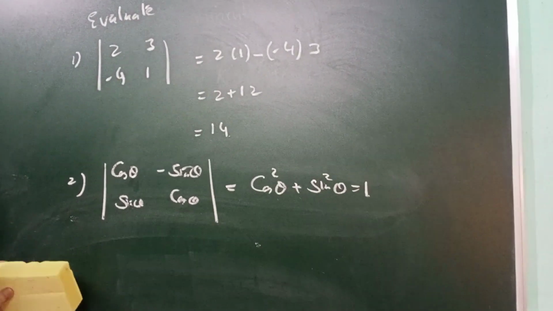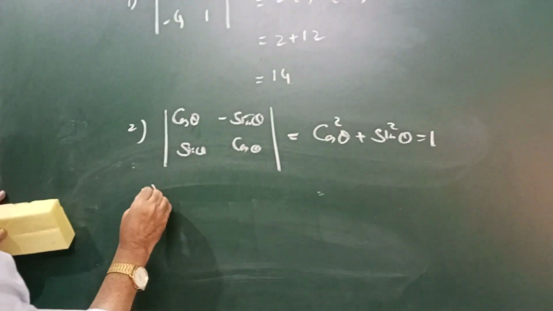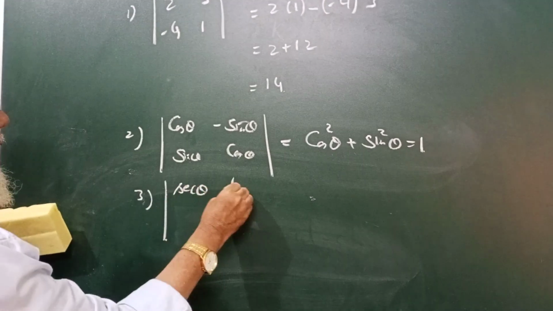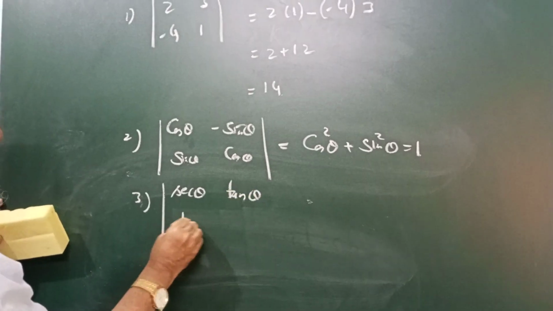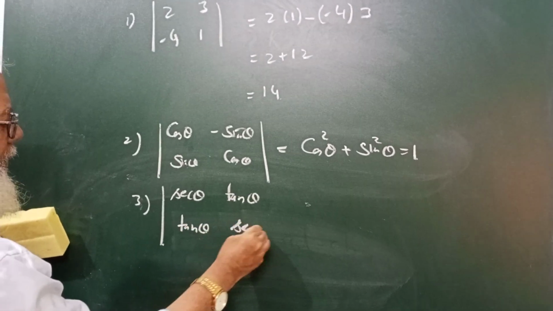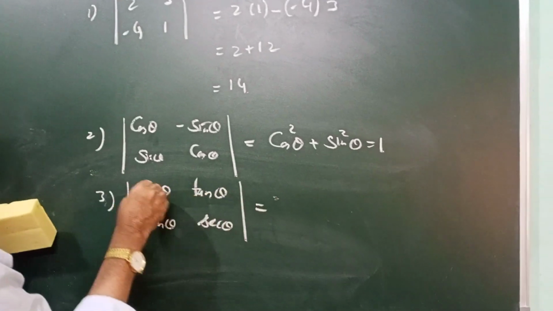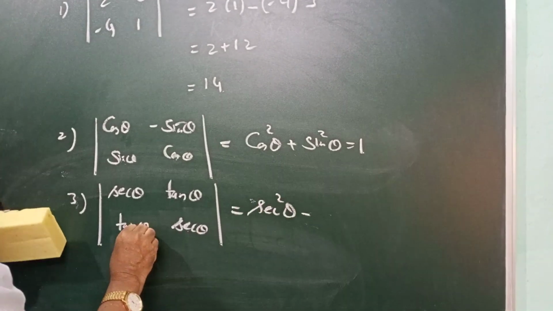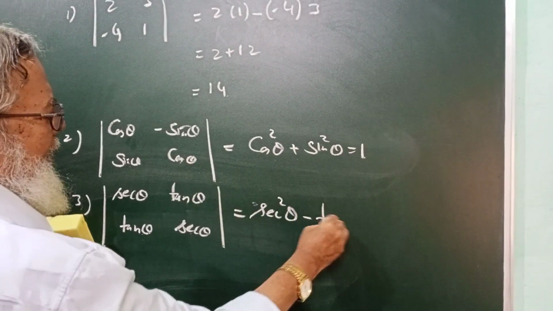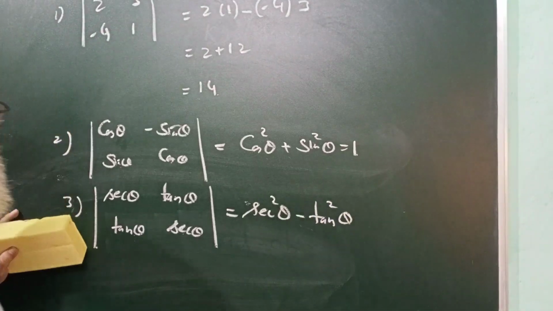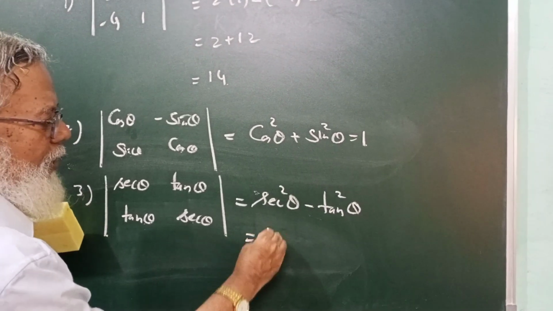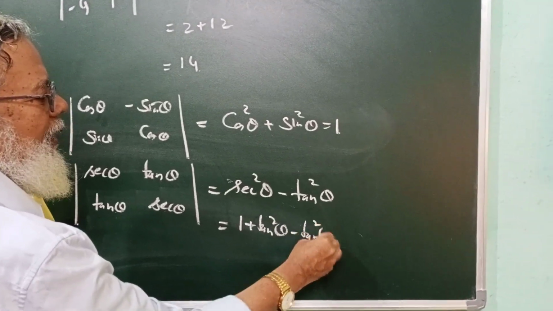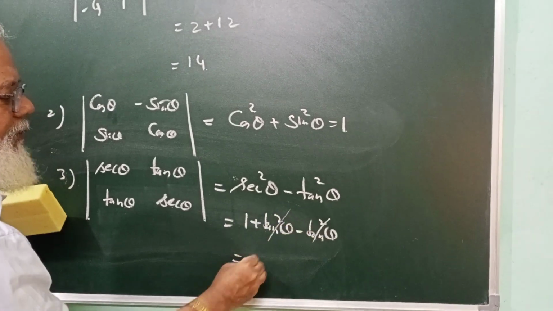That is equal to 1. Similarly, let us take one more, the determinant with entries sec theta, tan theta, tan theta, sec theta. Let us expand it. Sec theta into sec theta is sec square theta, minus tan theta into tan theta, tan square theta. We know the trigonometrical identity sec square theta is equal to 1 plus tan square theta, minus tan square theta. This gets cancelled, the answer is 1.